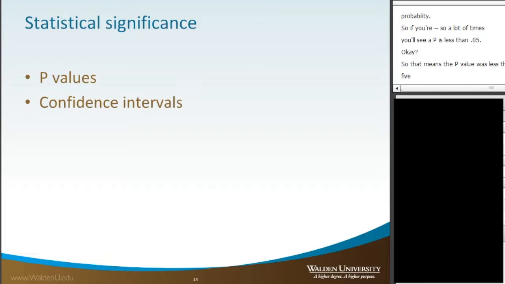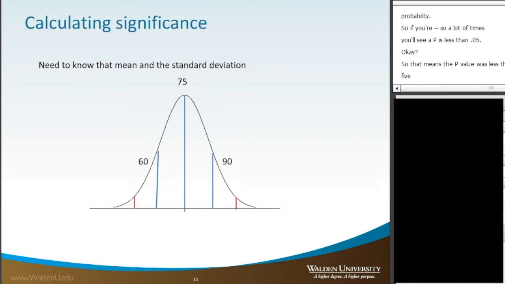Because the odds are actually pretty bad. How does that relate to statistics? Okay, so we have p-values and confidence intervals. The whole idea in statistics is it's based on a normal distribution.